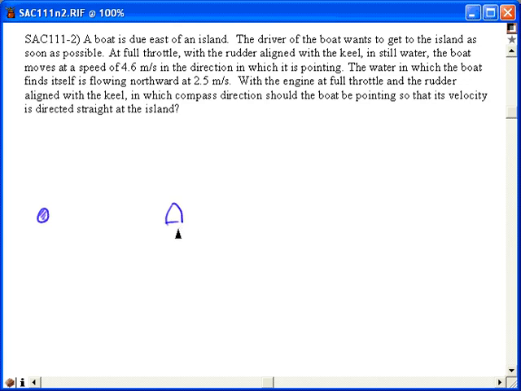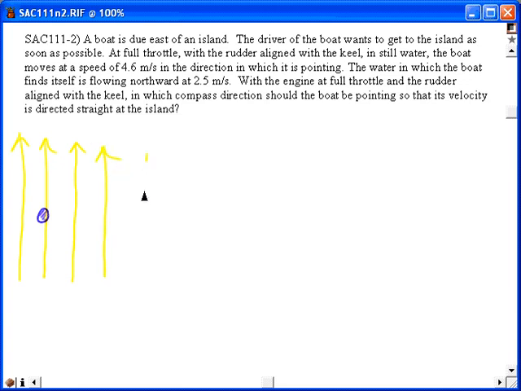At full throttle, the boat does this, and the water is moving northward. So I don't want the boat actually pointing that way if it's going to get to the island. Let's get the water indicated in there. So I got the water moving northward, call it VW, 2.5 meters per second. And I'll go ahead and label this the island.